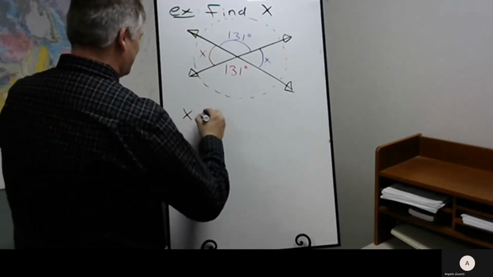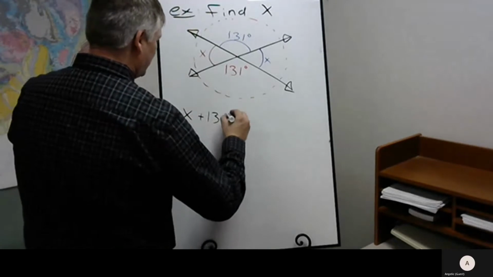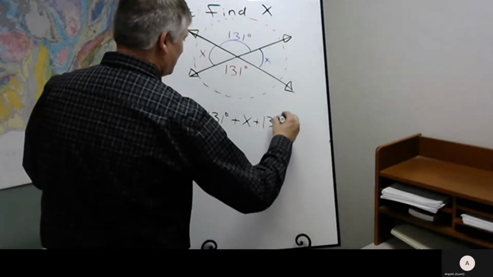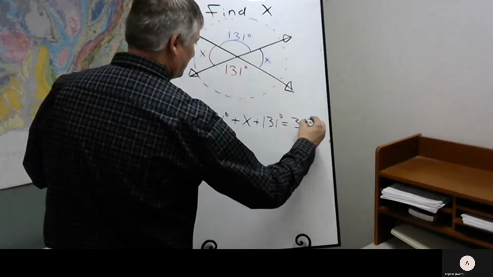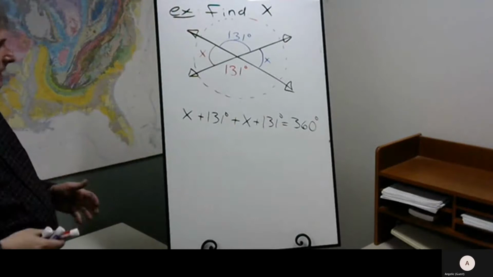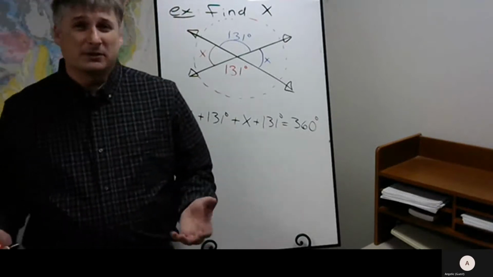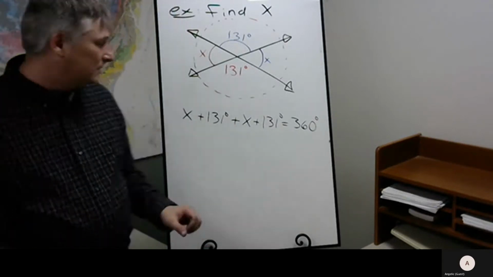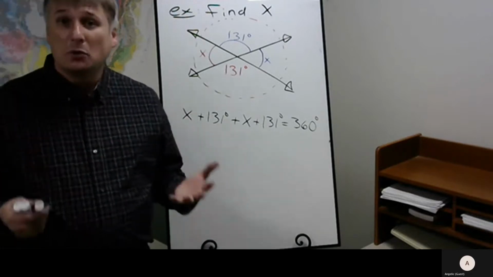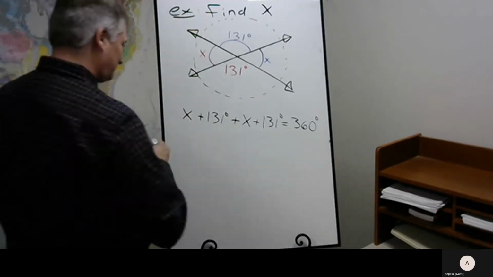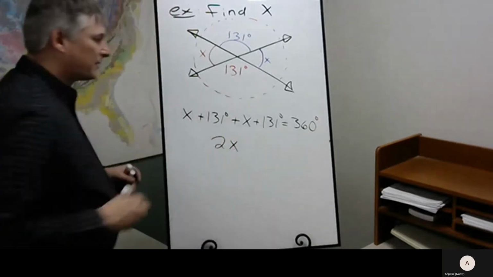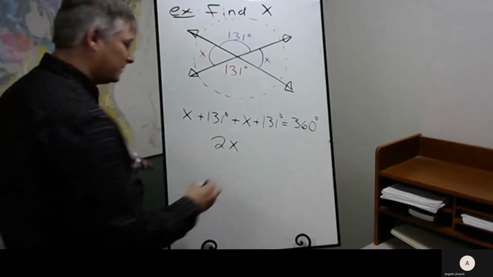So that's x plus 131 plus x plus 131 is 360 degrees. Now again, this is something that comes from algebra. We're going to add like terms. So if you have an x and then another x, we have two x's. Then 131 plus 131 is 262.